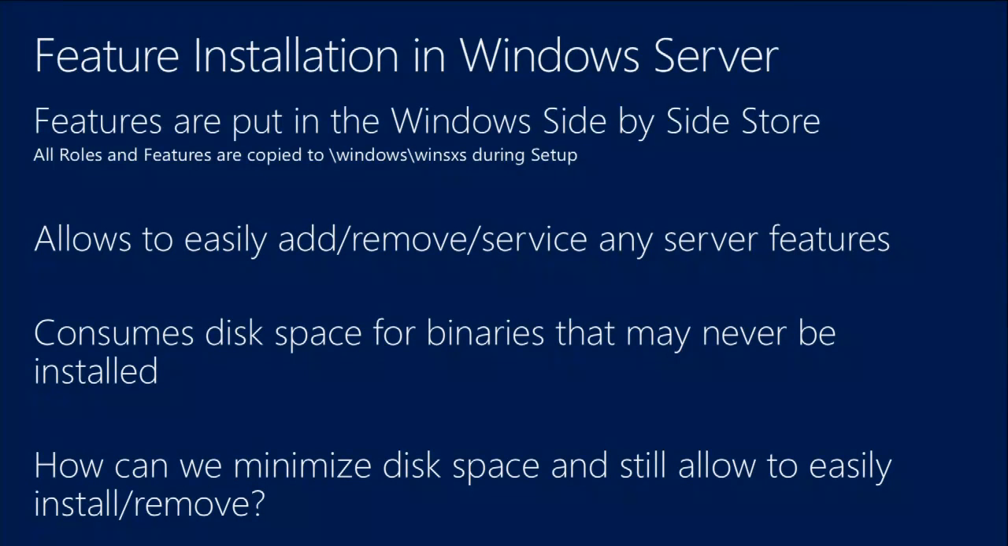So before we talk about Features on Demand, let's understand how feature installation works in Windows Server. When you deploy a Windows Server, regardless of what you actually installed, features that are available for you to install on the server are put in something called the side-by-side store. Basically, it's a Windows WinSxS folder, and they are there so that you can easily add and remove features when you need them without requiring pointing to an external source. It makes it very easy to add and remove.